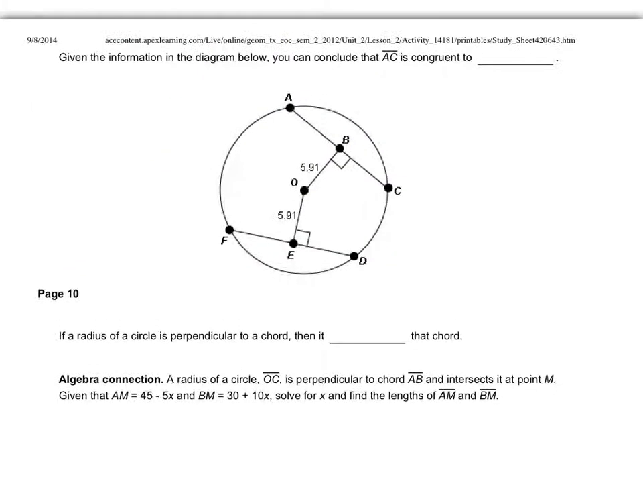So given the information in the diagram below, you can conclude that AC, which is this one, is congruent to what other segment? Well, if I know this is 5.91 and I know this is 5.91, then that tells me that AC is the same as FD.